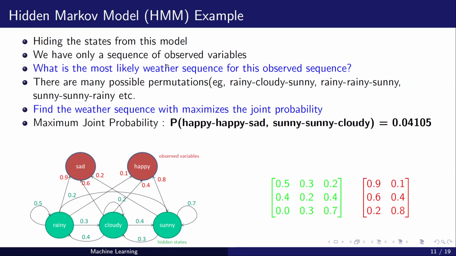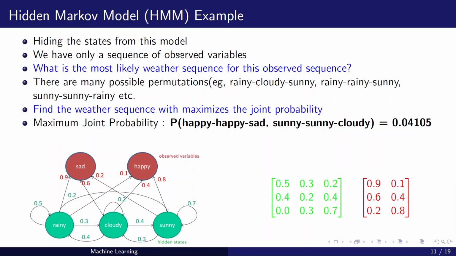But here we know that the hidden states are not given. The weather states are hidden from us, and what we have is only a sequence of observable variables.